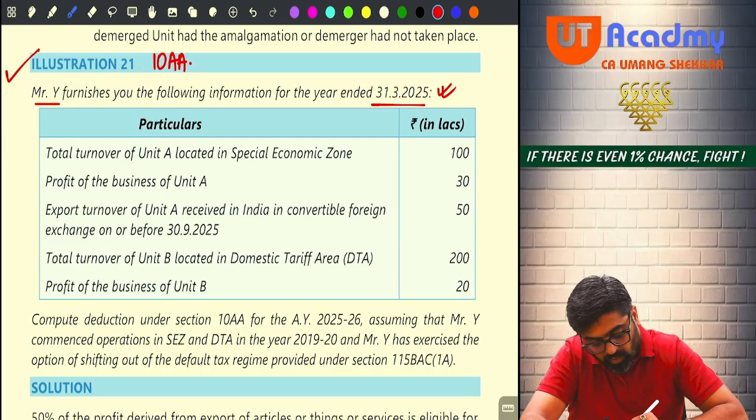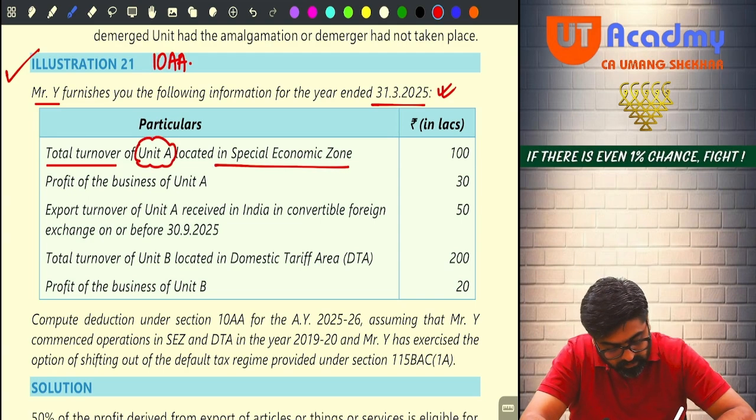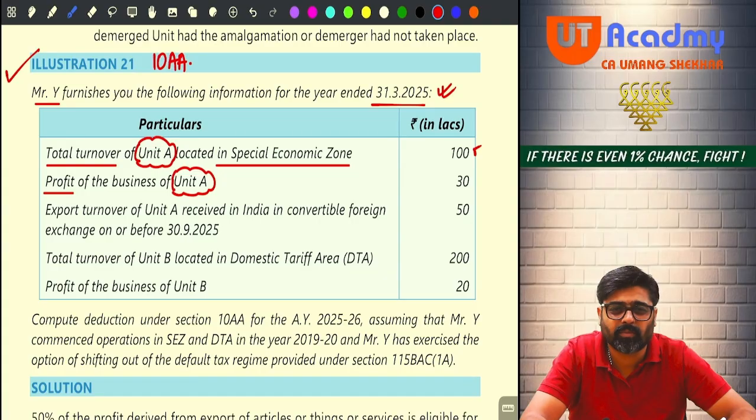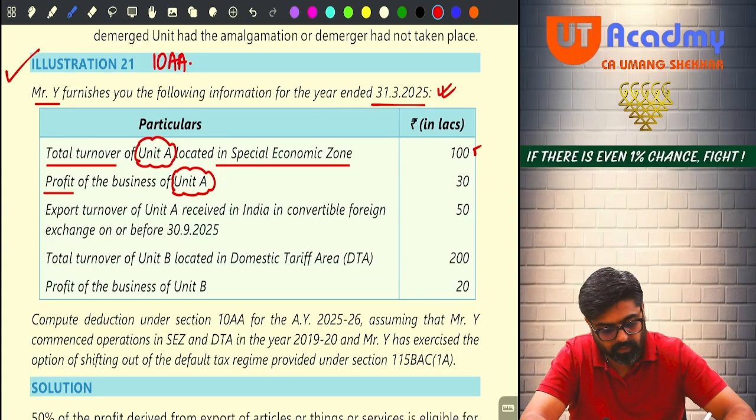Total turnover is given of unit A, which is located in SEZ. This is the total turnover, 100 lakhs. Now profit of unit A is given. Are they telling you that this is export profit or domestic profit? No. So this is the total profit of unit A.